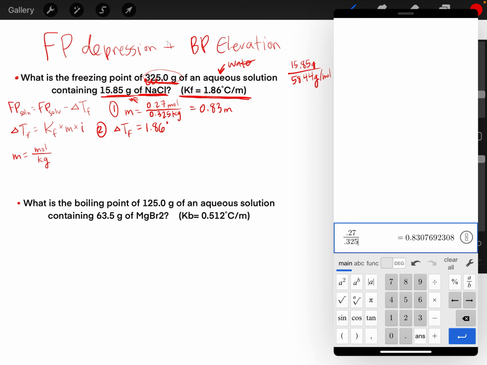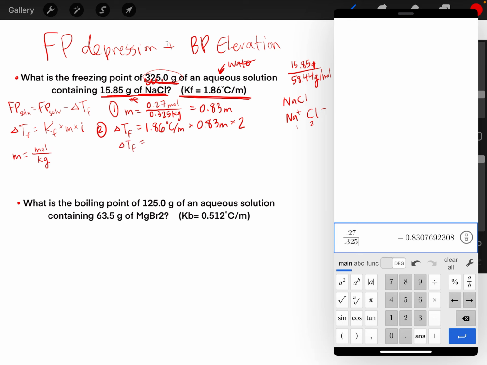So that value for water is always going to be 1.86 degrees Celsius per molal. And I'm going to multiply by my molality, so that's 0.83 molal. And then I'm going to multiply by my i value. If you have a covalent bond, if it's two nonmetals together, your i value is going to equal 1. If you have an ionic compound, though, however many ions you have within that formula tells you what your i value is. So in this case, we know that NaCl really splits into Na plus and Cl minus. So that's 1, 2 for our i value.